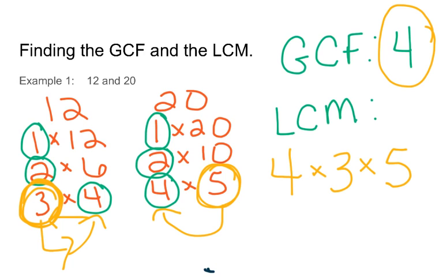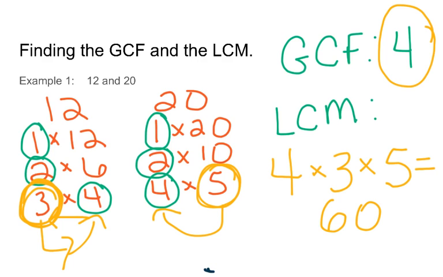So we take our GCF times what was paired with it in our first number, 12, times what was paired with it in our second number, 20. And then we can multiply those together, and that gives our least common multiple. So 4 times 3 times 5, you can put that all in a calculator. It comes out to be 60. So that is our LCM.